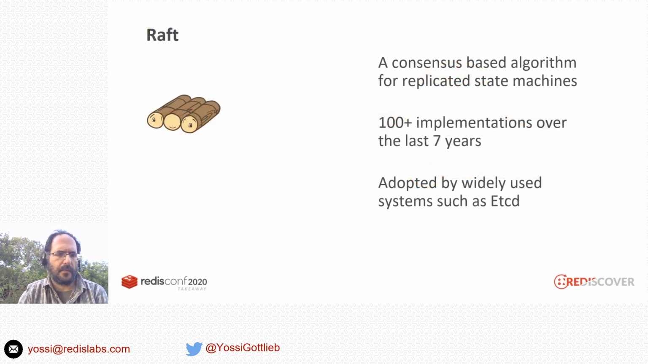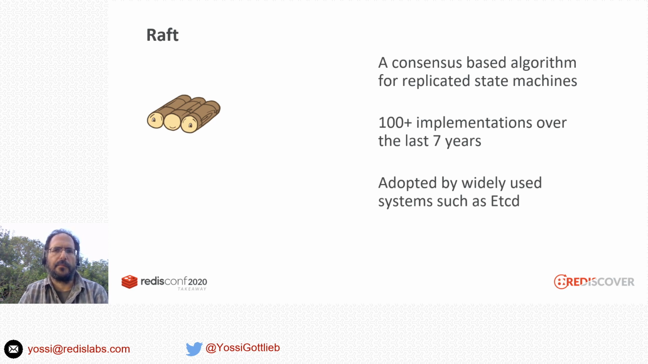So first, what is Raft? Raft is a consensus-based algorithm for replicated state machines. So it means that it's an algorithm that makes it possible for a distributed set of processes to agree on some common state and operations performed on this state.